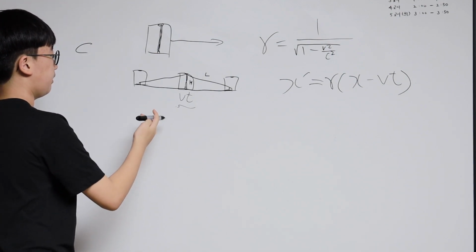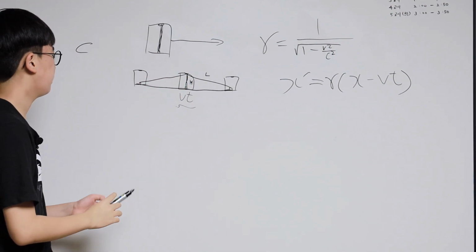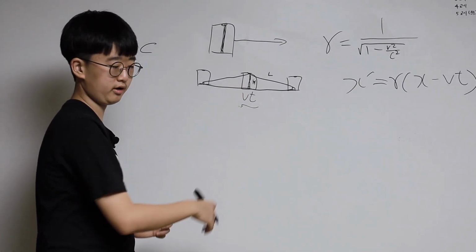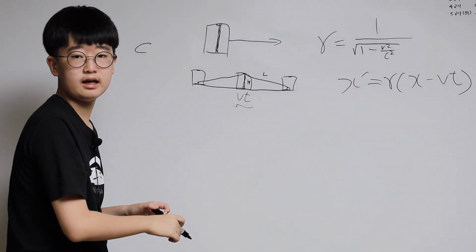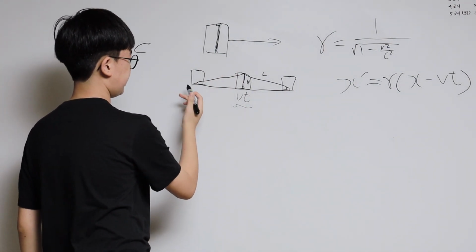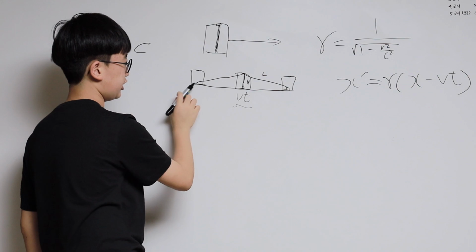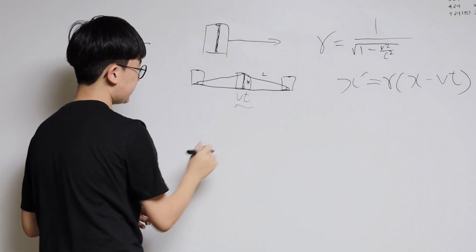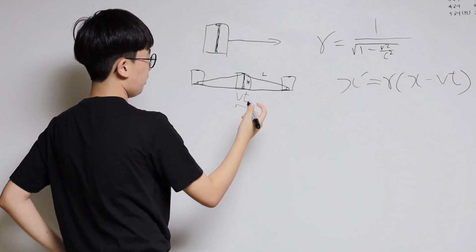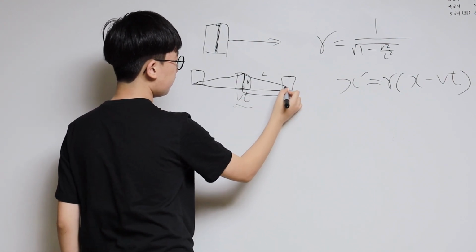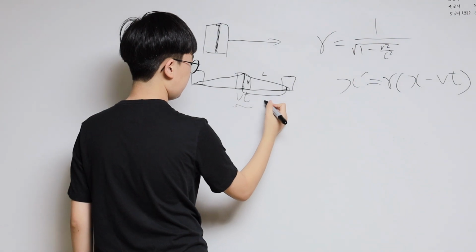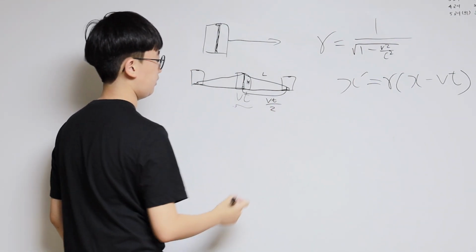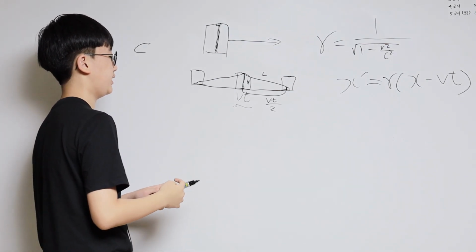And now over to this part, and what Einstein did. Well, Einstein imagined a box that is moving like this, and he shot a light through, and it made this shape, and this is vt. And now half of it would be vt over 2, vt divided by 2.